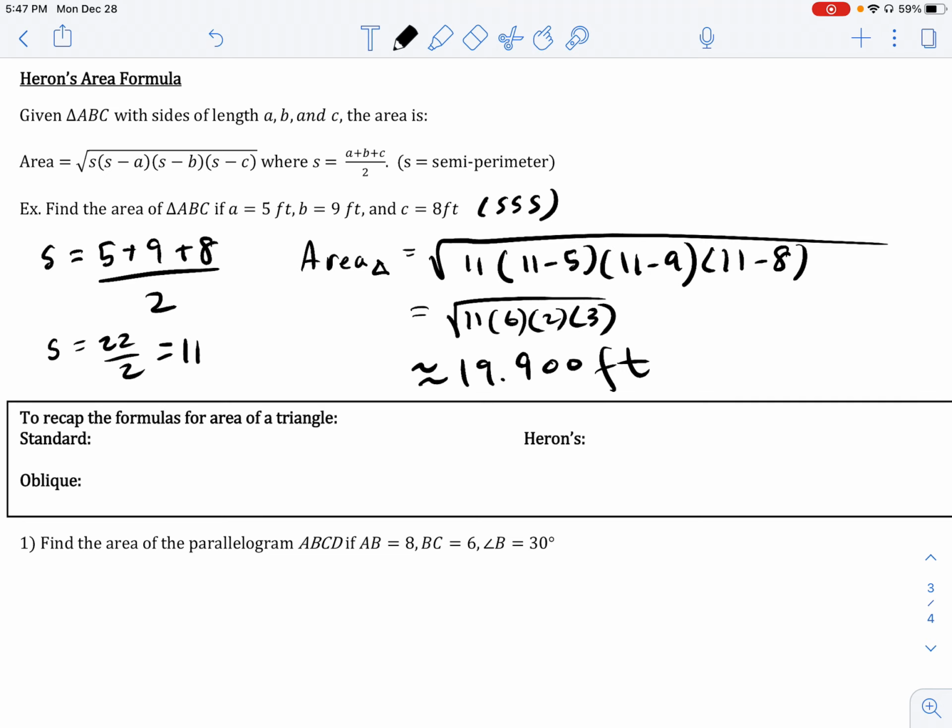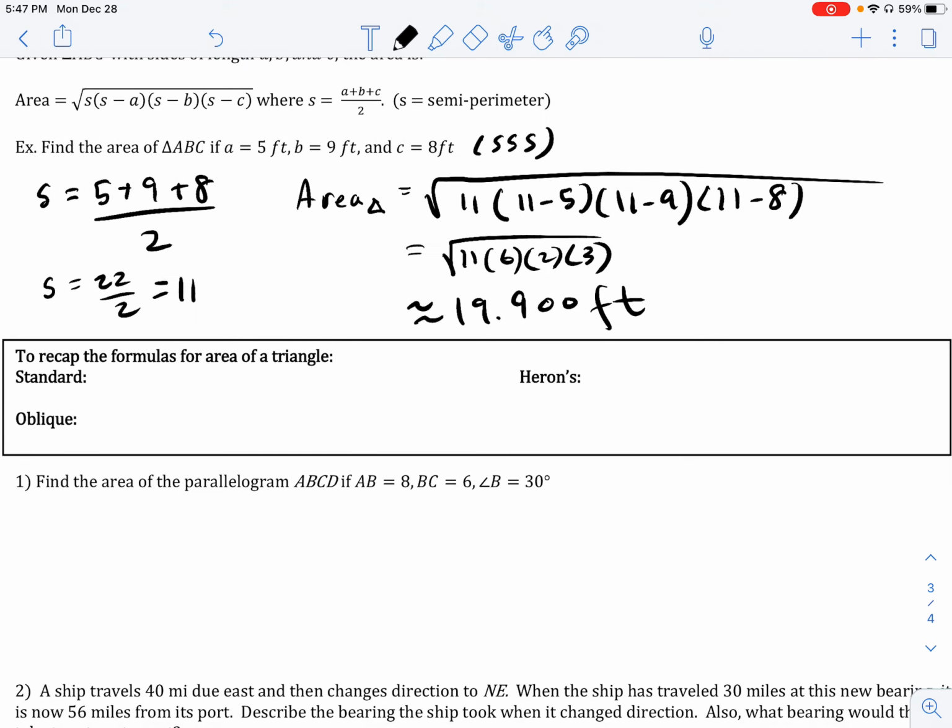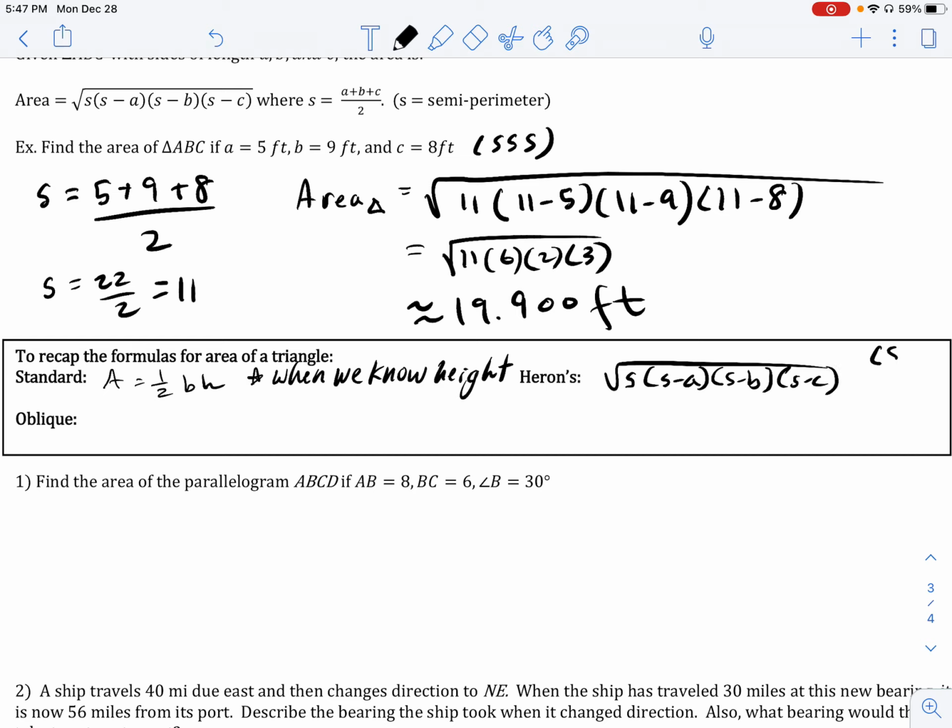So let's just recap the formulas that we know for finding the area of a triangle. The standard one is 1/2 base times height. This is great when we actually know what the height is. So I'll write that when we know the height. And then we have Heron's formula that we just discussed, and this is great for an SSS case, which is just the square root of S times S minus A times S minus B times S minus C. This is for an SSS case when we know all 3 sides.